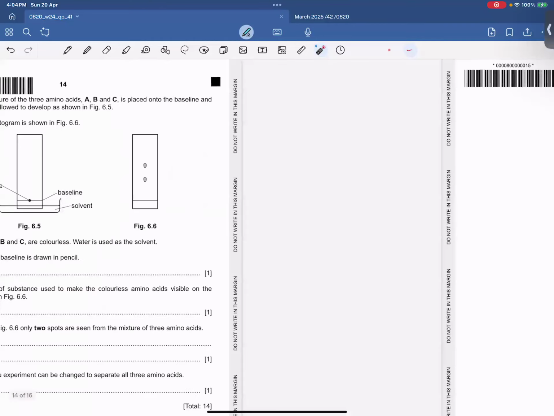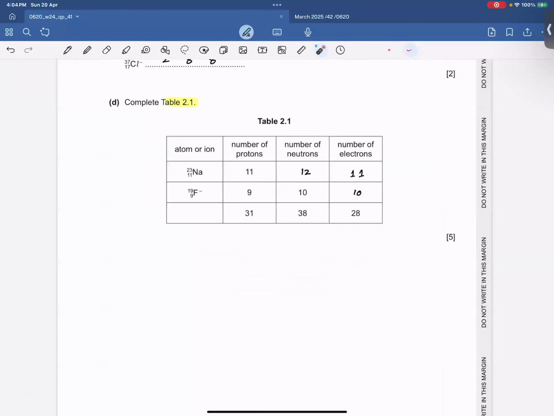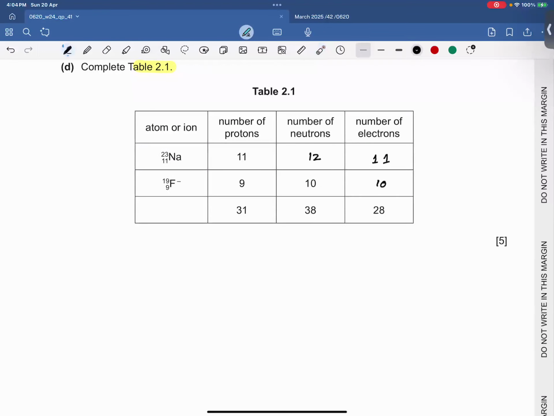Okay. And atomic number is 31. And how about the mass? Because we need to mention the mass, since the examiner has given mass here, so we also need to write the mass here. And the easiest way to find the mass is to add protons and neutrons. So 38 plus 31 is going to be 69. Okay. So 69 is the mass of gallium.